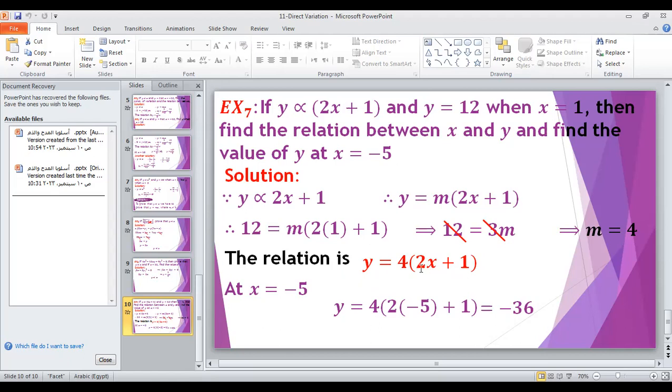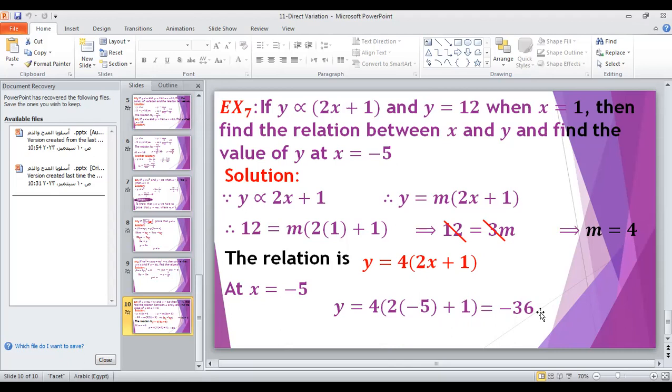And he asked me to find the value of y at x equals negative 5. Direct substitution. Cancel x and put negative 5. Then y equals 4, open bracket, 2 times negative 5 plus 1. By using your calculator, you can find the final result, which is negative 36.